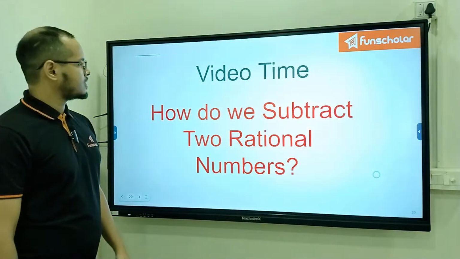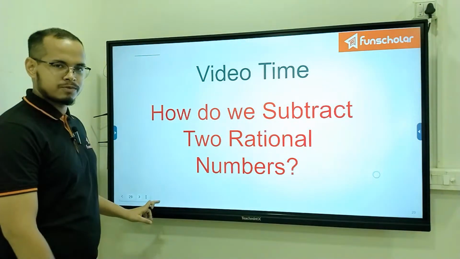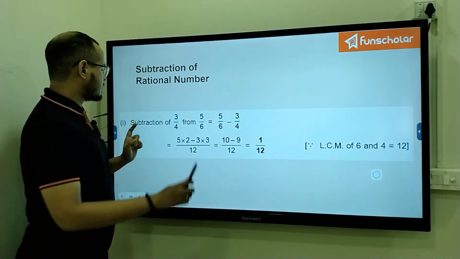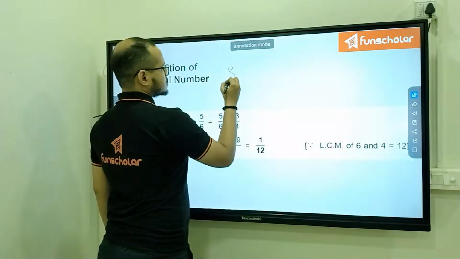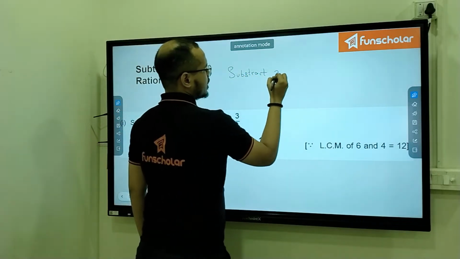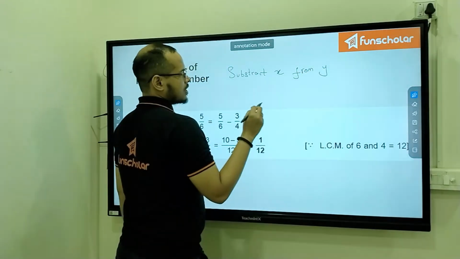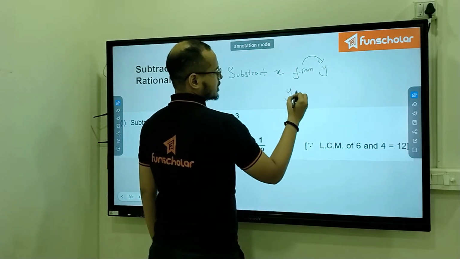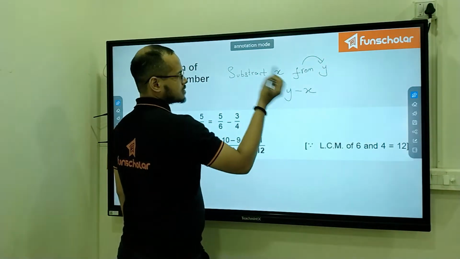Now how do we subtract? No point watching the video again. We all know how to subtract using the LCM, and the same concept is used as for addition. Let's try to do some sums. So always remember, while subtracting, one thing is important. If I say subtract x from y, then what is given after 'from' should be the first term, and what is after 'subtract' is the second term. From the right hand side, first term minus the subtract term.